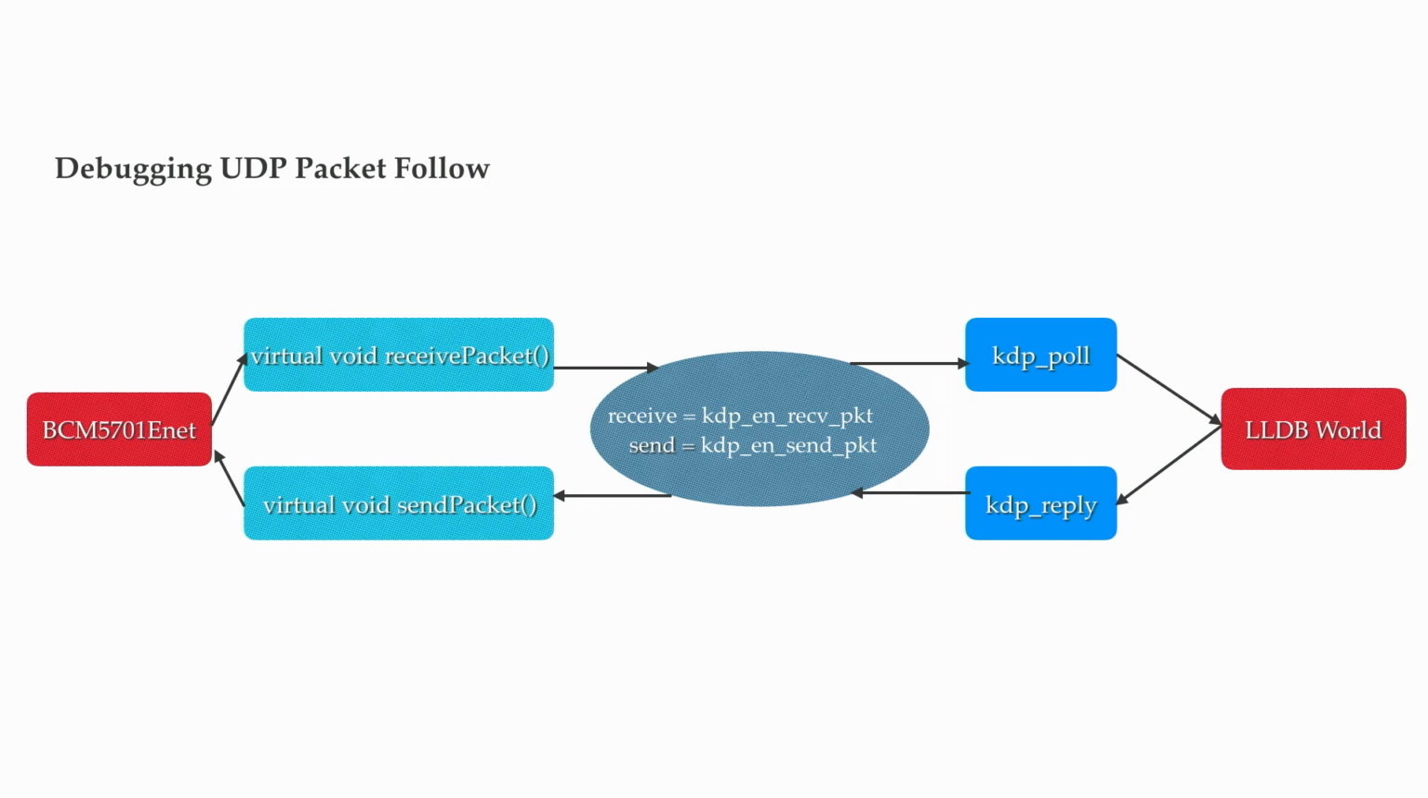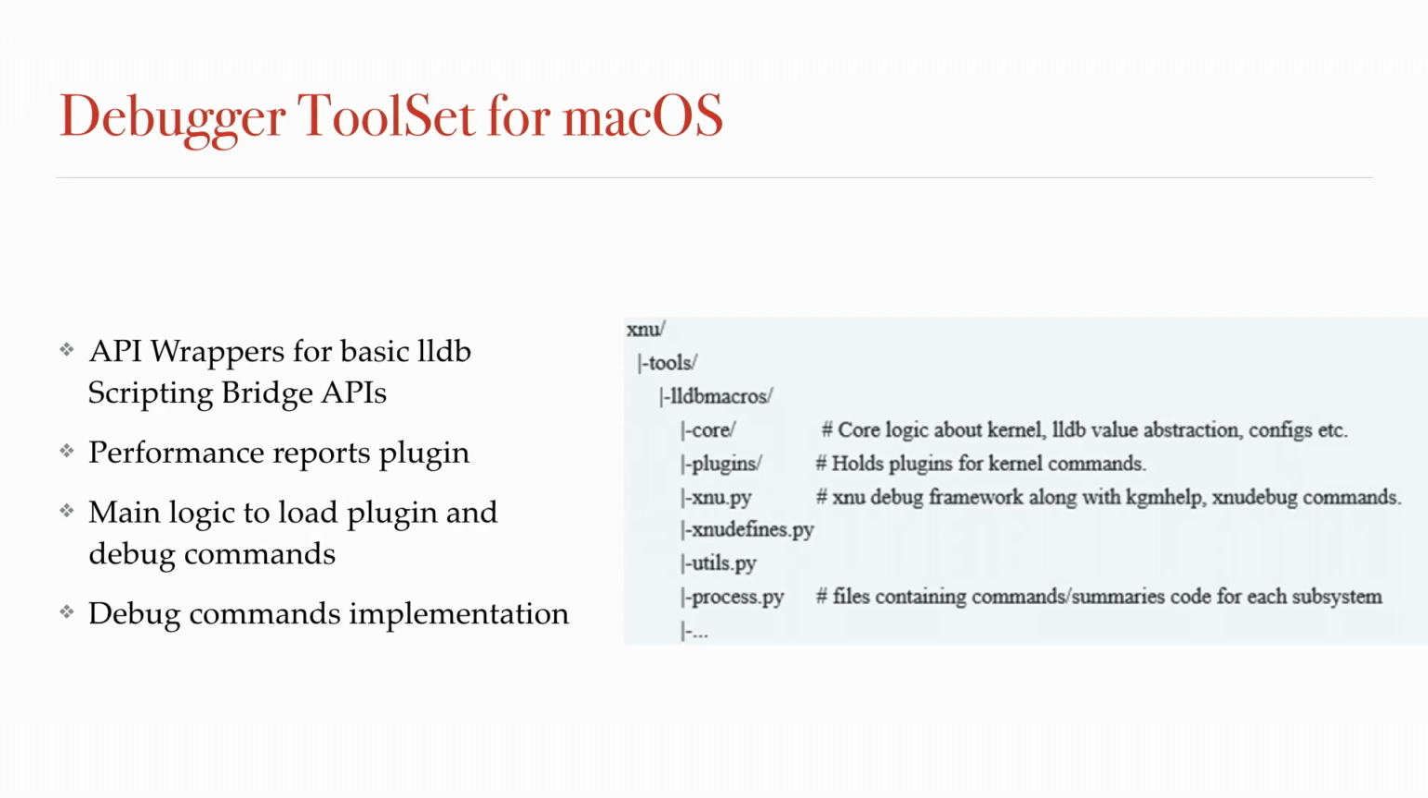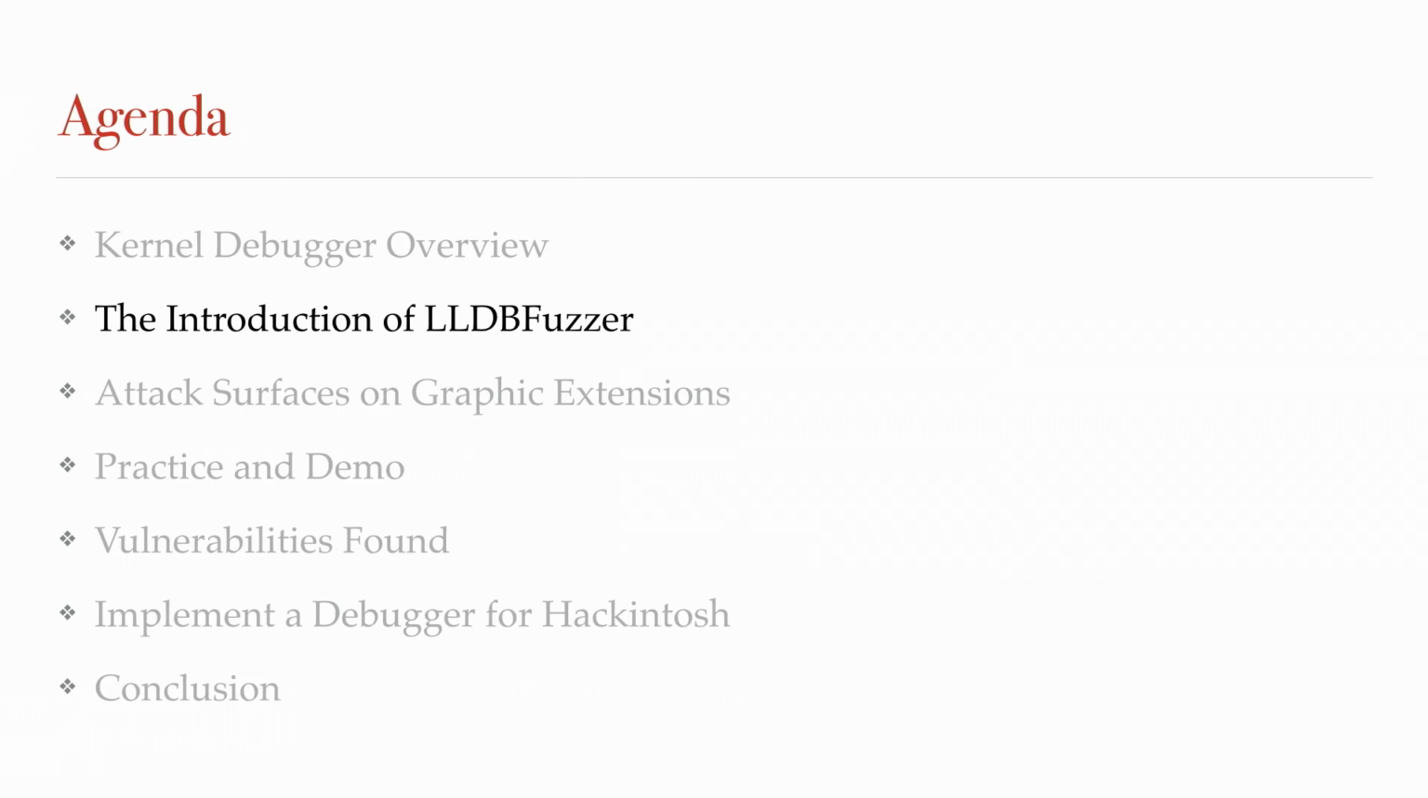This is the UDP packet flow, which indicates the LLDB world receives debug messages and sends the replies through the Ethernet extension. Here is the toolset from the KDK, mainly including API wrappers for the basic LLDB scripting bridge APIs and the implementation for all the debug commands. Now, let Moony introduce our idea about the LLDB fuzzer.